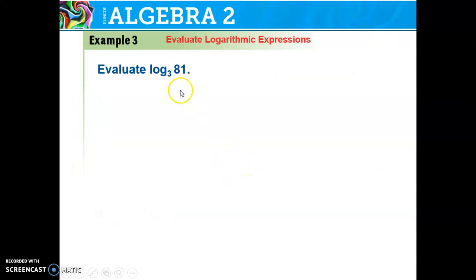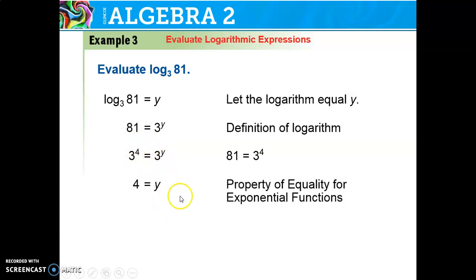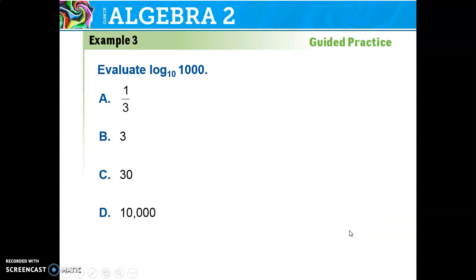Okay, let's evaluate a logarithm we don't know the answer for. What's log base 3 of 81? Well, log base 3 of 81 equals something. We don't know what it is. Let's change it to exponential form. So 3 to the whatever this is equals 81. Do you know what power of 3 is 81? Well, 81 is 3 to the 4th. And if 3 to the 4th equals 3 to the y, that means y equals 4. So log base 3 of 81 equals 4. Try log base 10 of 1,000. 10 to what power is 1,000? And the answer is B.